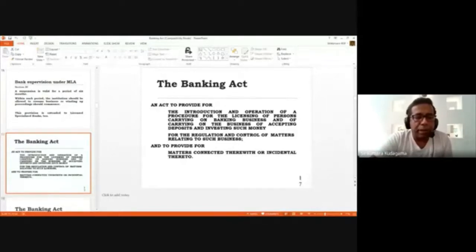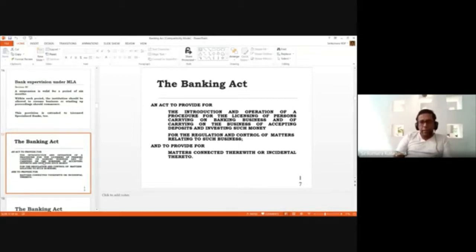These are the provisions of the Banking Act that we are supposed to discuss. This is the long title. Long title of the Banking Act says, this is Banking Act number 30 of 1988.